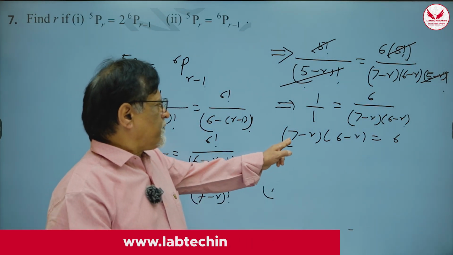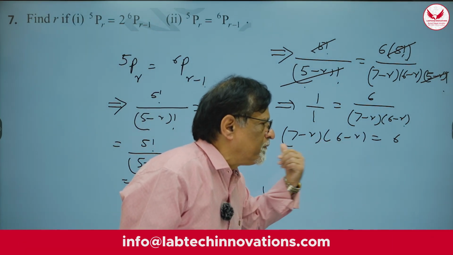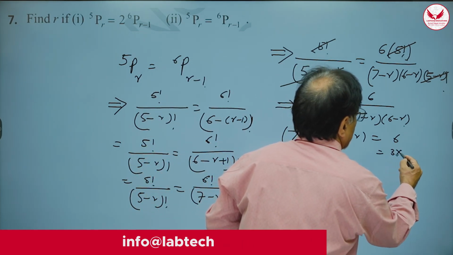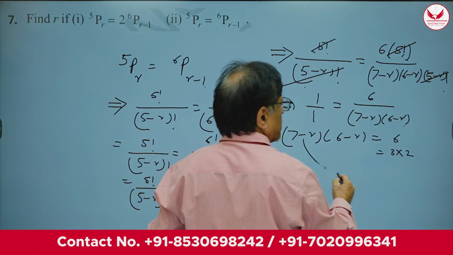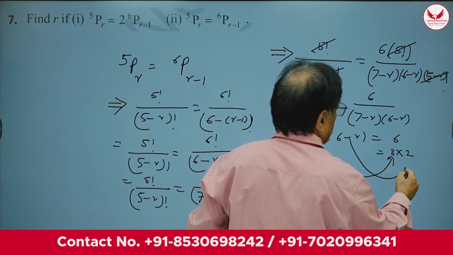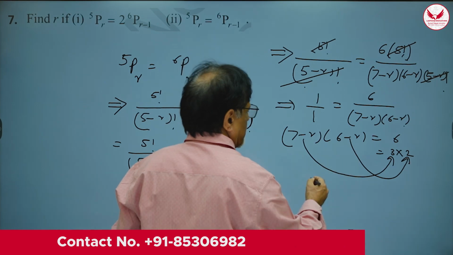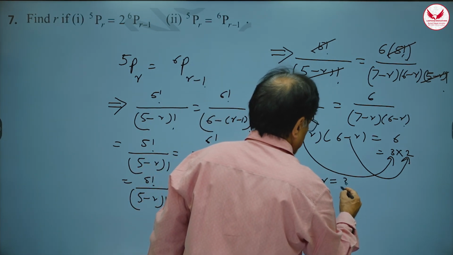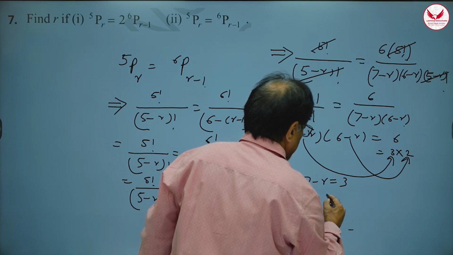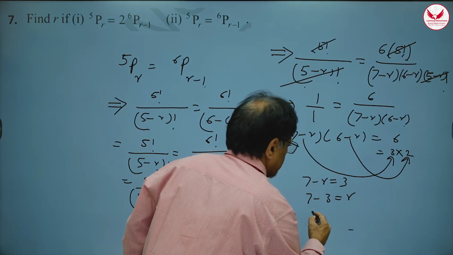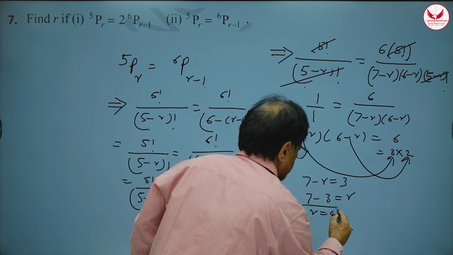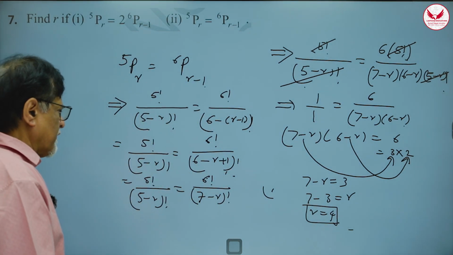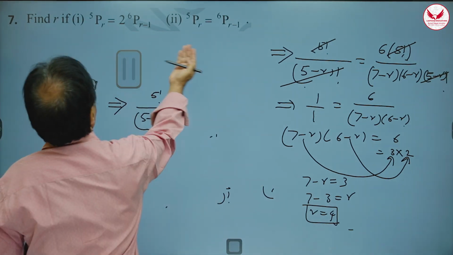Don't forget, these numbers are consecutive natural numbers, one after the other. And 6 can be factorized as what? 3 multiplied by 2. So the bigger number will correspond to 3, the smaller number will correspond to 2. You can use any one of them to find the value of r. So 7 minus r is 3. Therefore, 7 minus 3 is equal to r. Therefore, r is equal to 4 in the second question. Correct? That answers the second question.